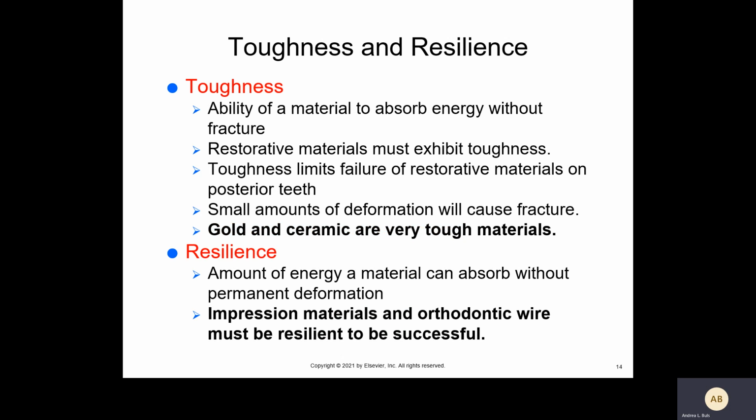Toughness is the ability of a material to absorb energy without fracture. Restorative materials must exhibit toughness. This toughness will limit the failure of that restorative material on posterior teeth, because they're going to withstand lots of chewing force and abuse. Small amounts of deformation can cause fracture. Gold and ceramic are very tough materials.